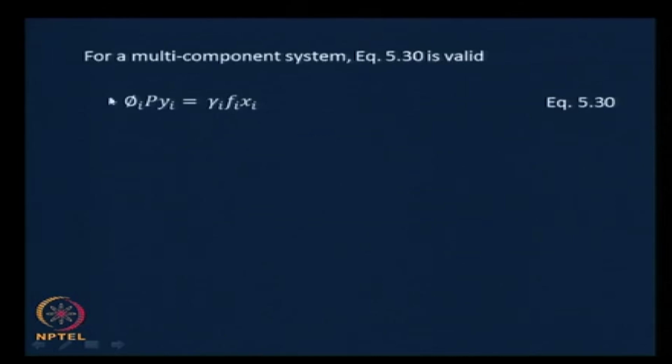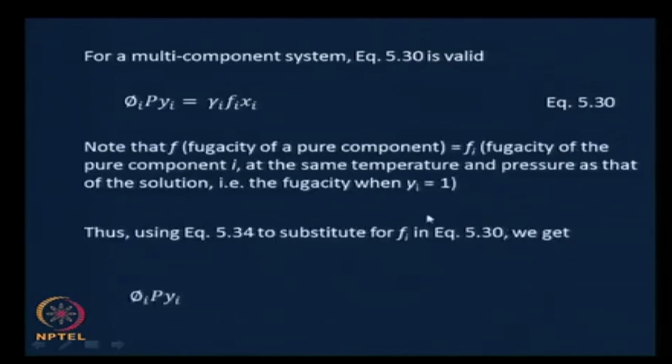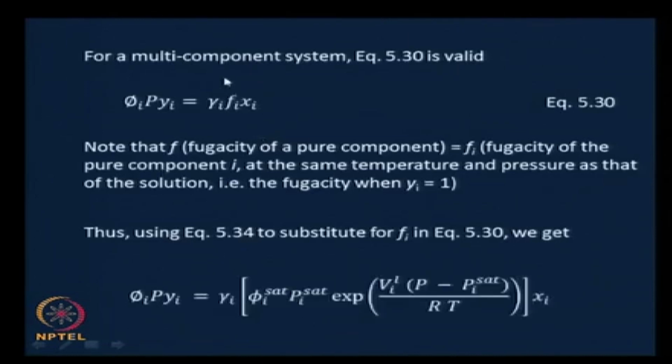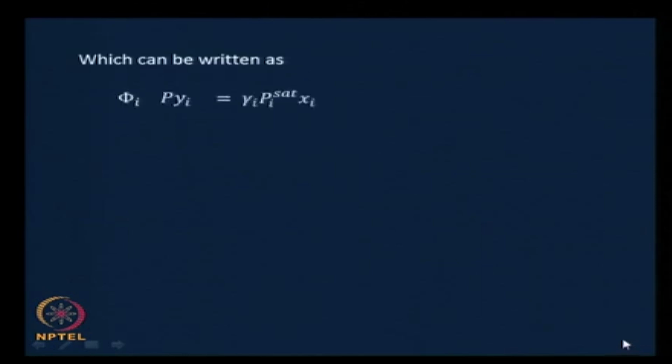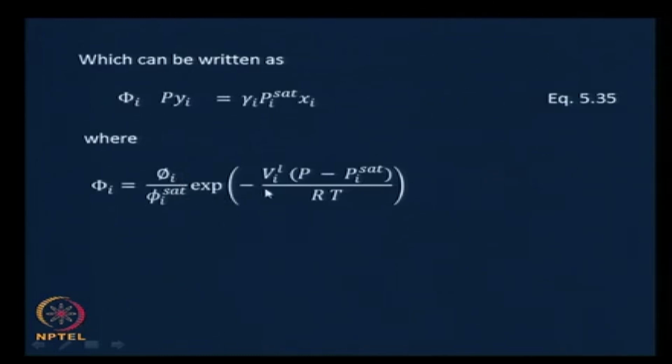And then for a multi-component system this is valid, as what we saw earlier in equation 530. When we used this expression for Fi that we had developed, gamma I into Fi, which is given as phi I sat P I sat exponential of VIL times P minus Pi sat by RT, this is Fi times the mole fraction Xi, and we call this a phi, phi I P y I equals gamma I Pi sat Xi. This is the useful equation in this particular case for estimating the activity coefficient, where phi I we had said was nothing but phi I by phi I sat exponential of minus VIL P minus Pi sat by RT.